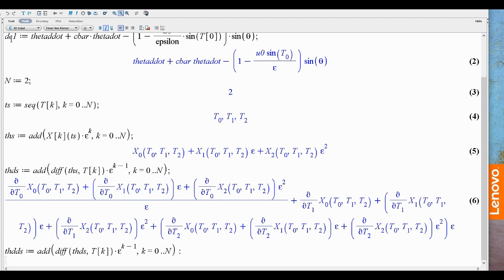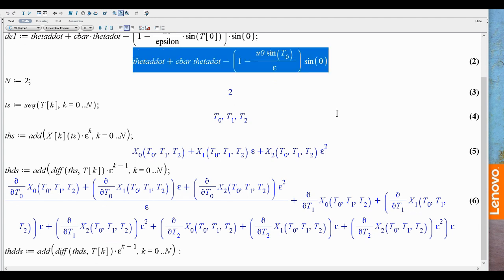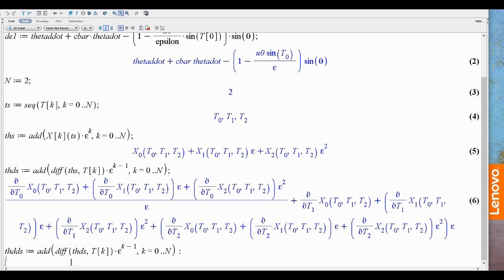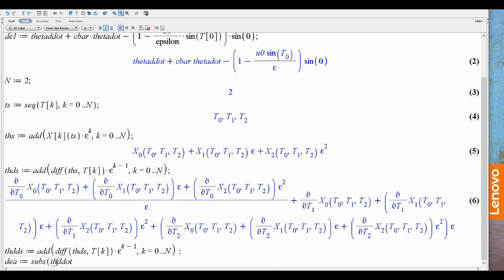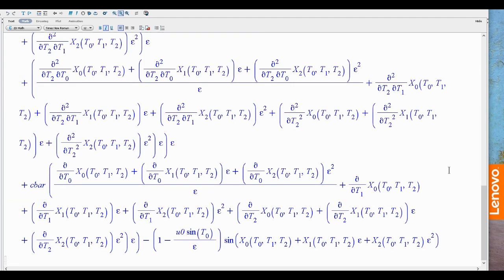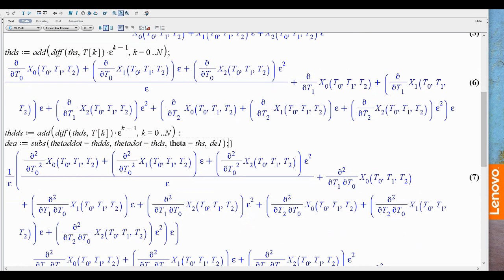And then I have to go to DE1, which is here. Okay, so I go there now. I say DEA is equal to substitute THDDOT, right? Theta double dot, I have to write it out, is equal to THDDS. Theta dot is equal to THDS. Theta is equal to THS in DE1. And this will be a bit long, but we can suppress the display.